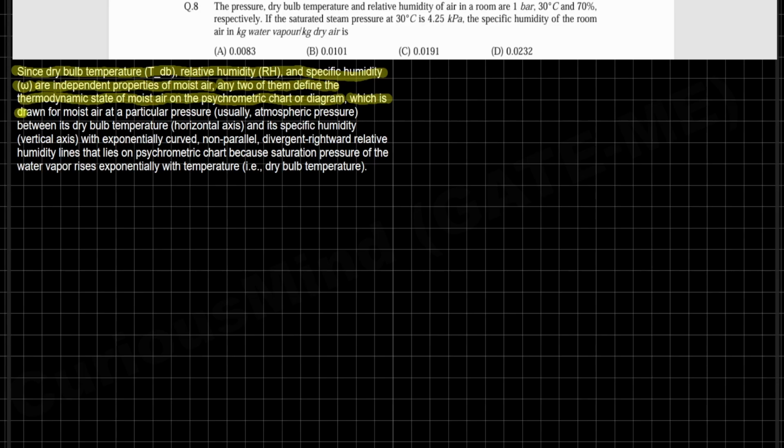which is drawn for moist air at a particular pressure, usually atmospheric pressure, between its dry bulb temperature, horizontal axis, and its specific humidity, vertical axis, with exponentially curved, non-parallel, divergent rightward relative humidity lines that lie on the psychrometric chart, because saturation pressure of the water vapor rises exponentially with temperature, that is dry bulb temperature.